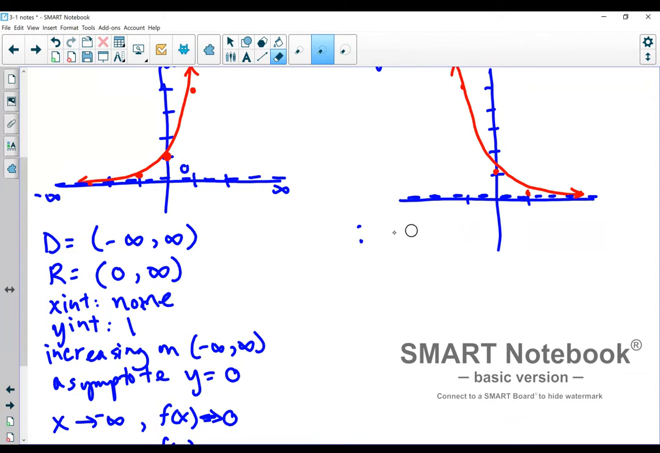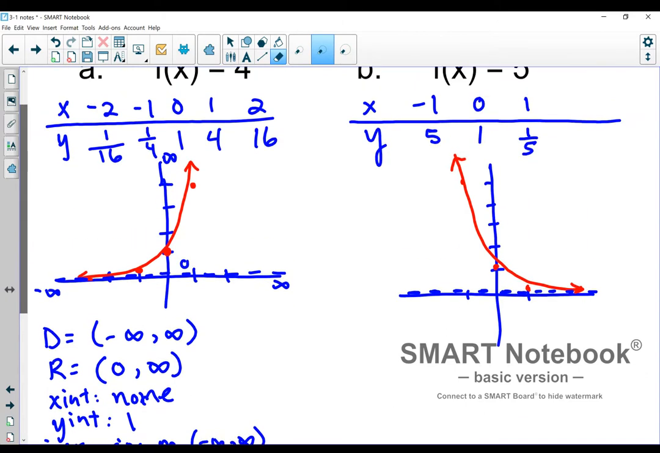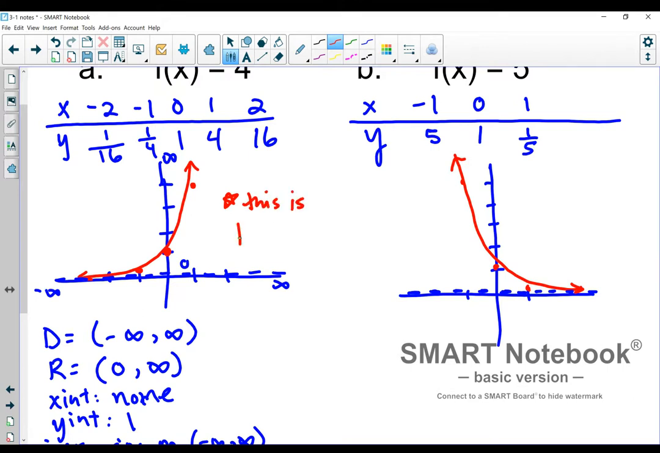But one thing I do want to say is that my first graph is exponential growth. So let's add that in. This is exponential growth, because my base is greater than 1.